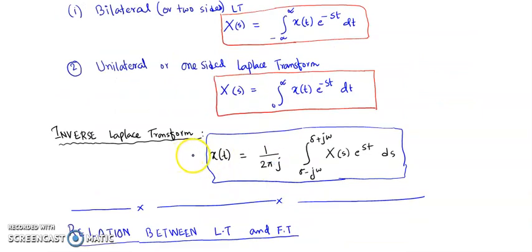Now the inverse Laplace transform: from the given Laplace transform of a signal in the S domain, if X(s) is given, we have to find the time domain signal x(t) by using the inverse Laplace transform formula as given in this equation. x(t) is equal to 1 upon 2 pi j, integration from sigma minus j omega to sigma plus j omega of X(s) e to the power st ds. Here the integration is with respect to s, so that is why we write ds. Earlier it was dt, as we were doing time domain integration.